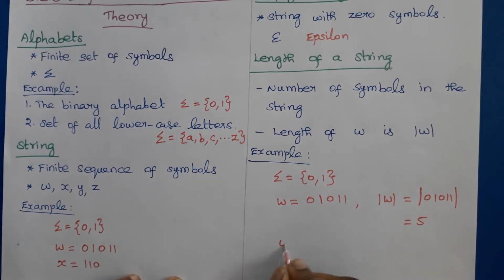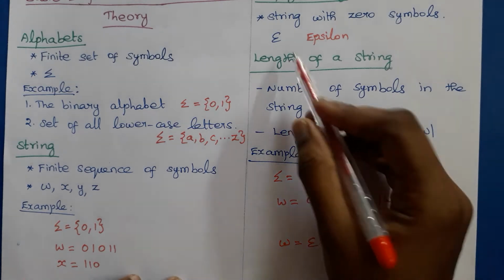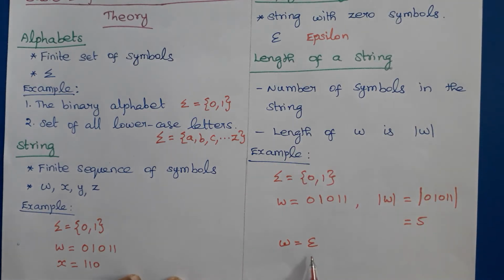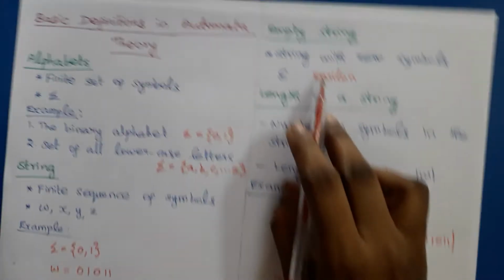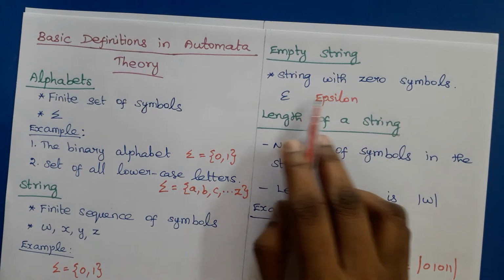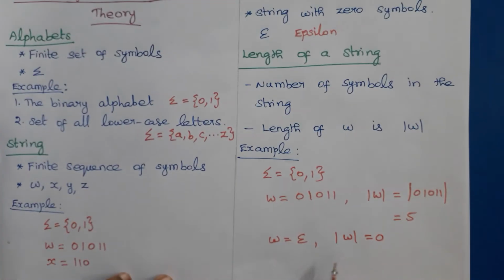Now assume that w is epsilon, that is, the empty string. If w is epsilon, then the length of w is 0, because the empty string has no symbols. Okay, a string with 0 symbols. So the length of the string is 0 for epsilon.